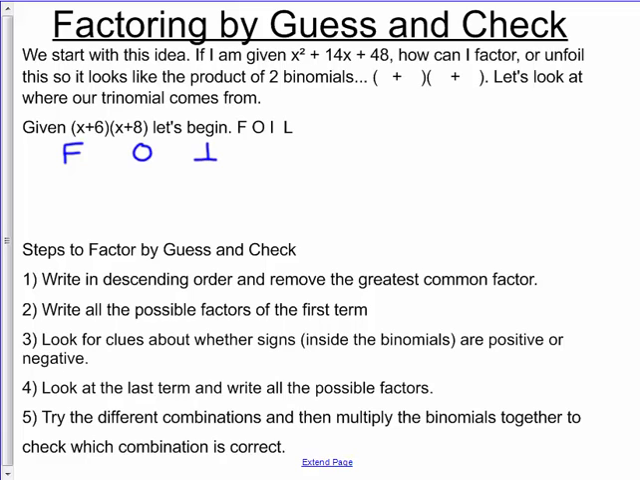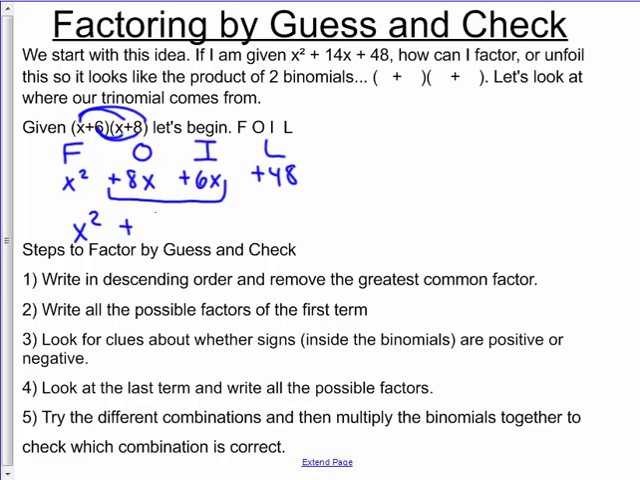So, if I remember here, I started with x squared plus 14x plus 48, and I'm going to give you the answer, x plus 6, x plus 8. And remember where our terms come from here. We FOIL it. Remember, that's the first, outer, inner, last. I multiply the first terms together. I distribute twice, basically. And we end up with x squared plus 14x plus 48.